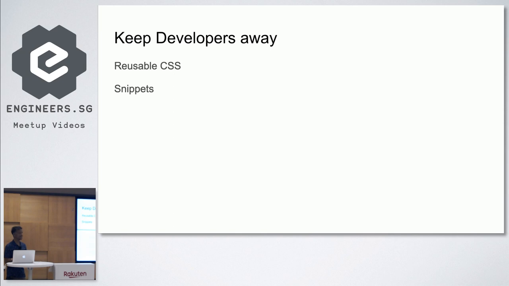And the second thing is snippets. Snippet is a great way of abstracting it. By writing custom CSS, you can make sure that you have a predefined markup. Make sure the developers don't use different markup for a same looking UI, so that you can abstract.